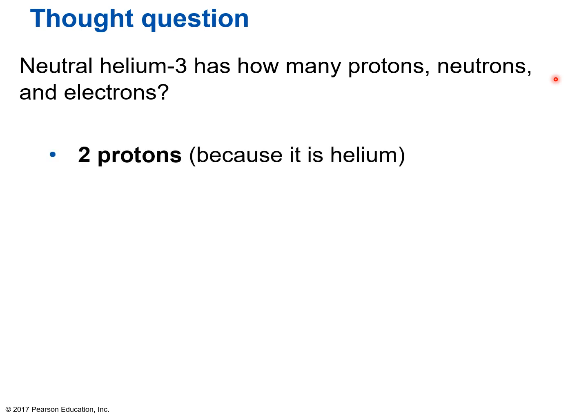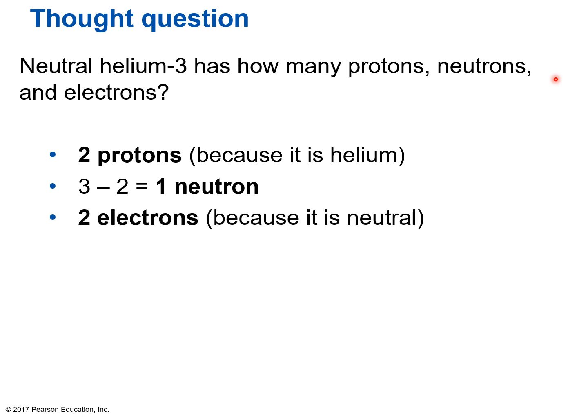And so, how many neutrons does it have? If we're talking about helium-3, helium with a mass of 3, how many neutrons does it have? 1 neutron, because it's the 2 protons plus the 1 neutron that make up that mass of 3. And finally, how many electrons? You should go back to the description that talks about, is it neutral? Is it ionized? How much is it ionized? In this case, it's neutral, which means it has equal numbers of protons as electrons. So 2 electrons. So there's a model of it right there: 2 protons, 1 neutron in the middle, and then the 2 electrons.